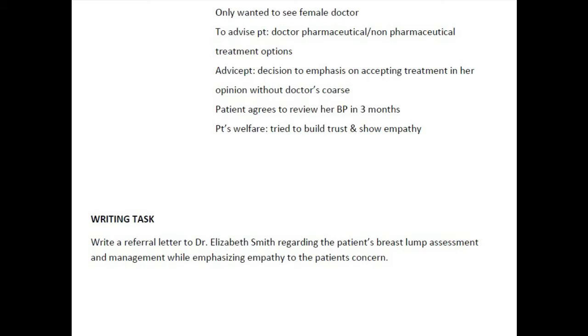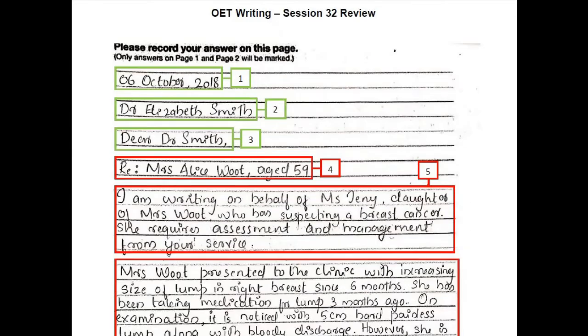Now, let's see how we can write a letter with the help of a sample letter written by a candidate from India. The date, address and salutation written are correct. In the reference, we don't have to write aged 59. Instead, you can simply say 59 years.